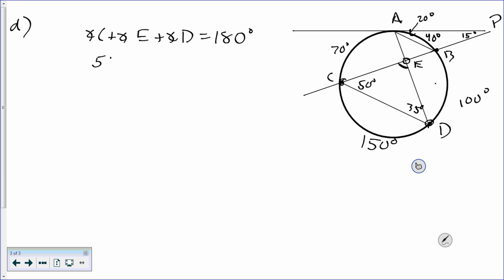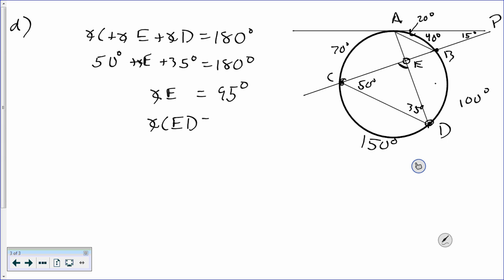So angle C was 50. Angle E we don't know, so we're trying to find out, and angle D is 35. You do a little math work there, and you'll find out that angle E is going to be equal to 95 degrees. 50 and 35 is 85. 180 minus 85 is going to be 95 degrees. So angle CED is going to be equal to 95 degrees, which will help us out a little bit because we can use that to check one of our other angles.